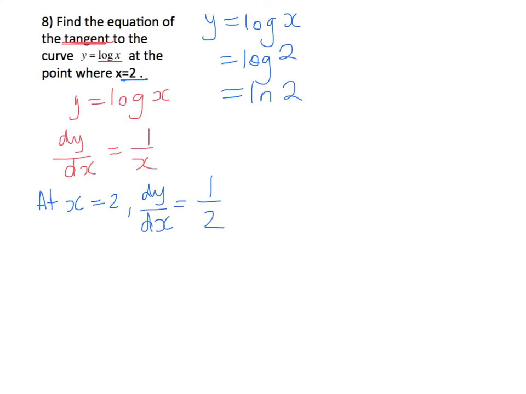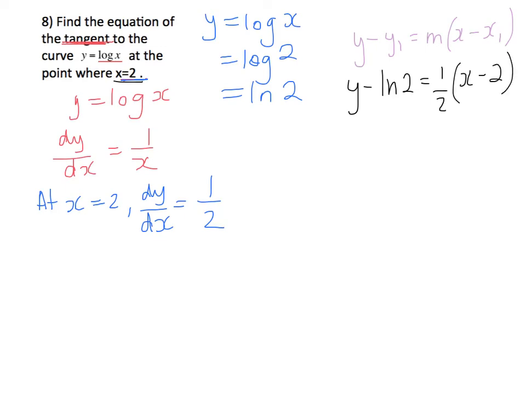Alright, so using our point gradient formula to find the equation of the tangent, y minus y1 equals m outside of x minus x1. Subbing in to there, we'll get y minus log 2 equals the gradient, which is half, times x minus x1, which is 2. There's our x1, there's our y1, and there's our gradient. Alright, now let's get rid of the fraction to put it in general form. So we've got to times everything by 2. So 2y minus 2 log 2 equals x minus 2.